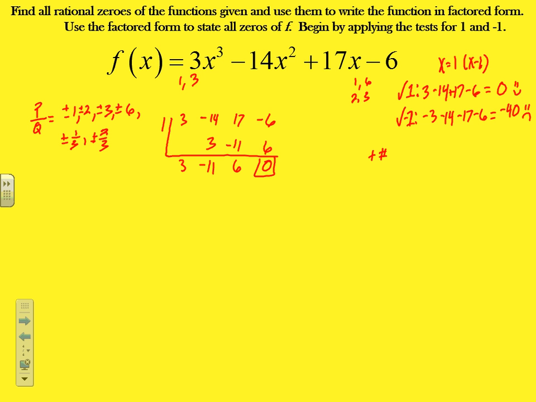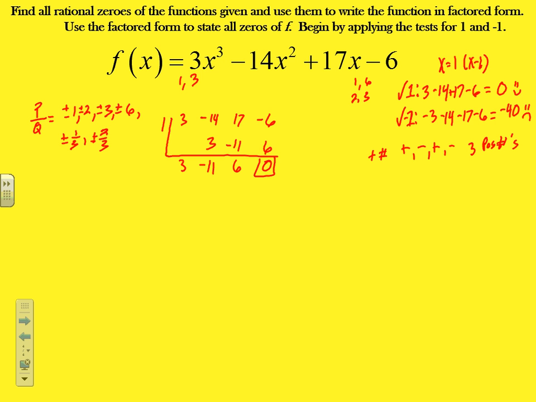Okay, so positive numbers. If I substitute a positive number into the function f here, something to the third power is positive, so positive 3 times a positive number is positive. Negative times a positive number would be negative. Positive times positive would be positive, and then negative. So we have 1, 2, 3 sign changes here. So there's 3 positive numbers.